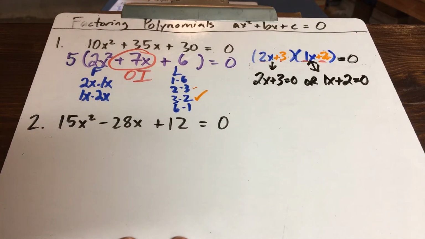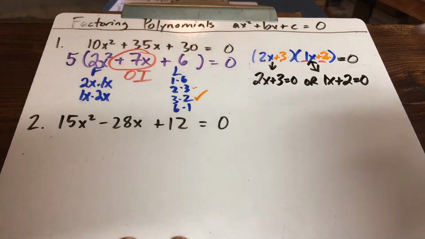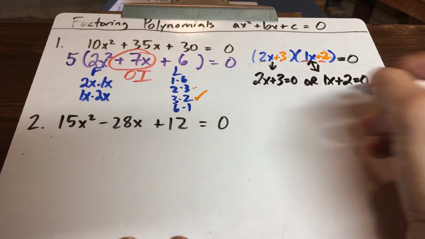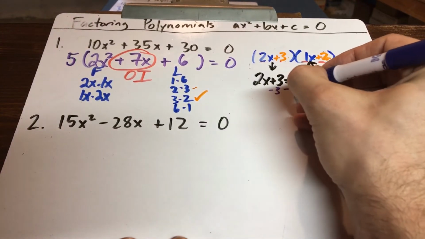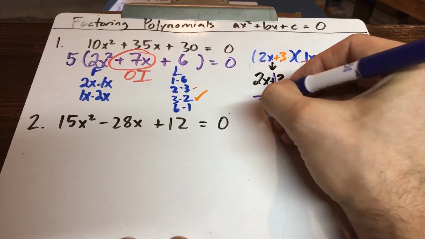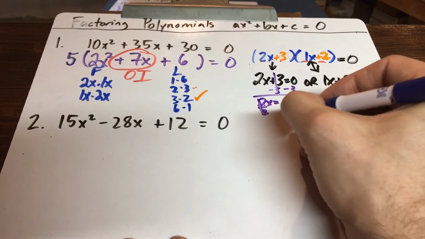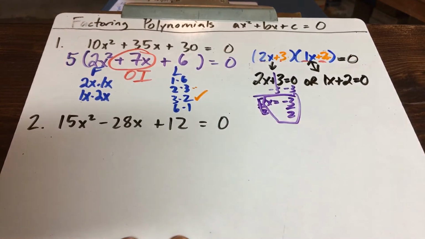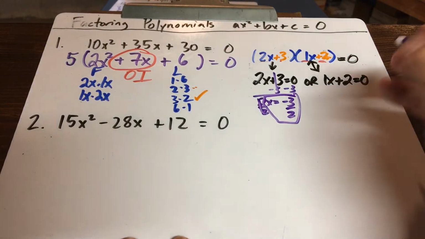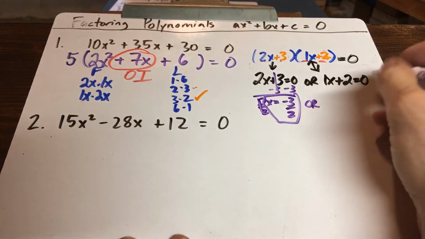But not a lot of people can do that in their head. A lot of you are going to have to say, okay, let's just make each one equal 0, and now let's just solve each one, right? Subtract 3 on both sides. You're going to get 2x equals negative 3, and then divide everything by 2. The first answer would be negative 3 over 2. Or if you wanted to call that negative 1.5, I'm okay with that.